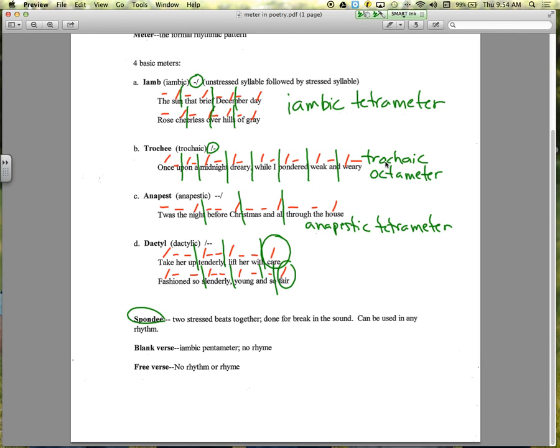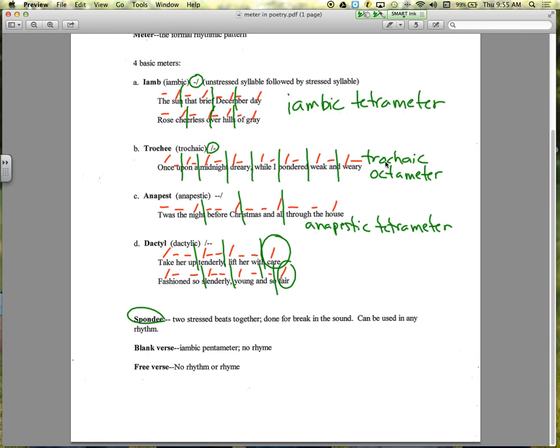And it's done for a break in the sound. It can be used in any rhythm. And so if you look, it goes da da da da da da, and there's stress, and then we come back here and we have a stress. So we have 2 stress beats together, stressed here and stressed here. But they do it for a break in the sound. Because sometimes the rhythm gets to be too much, and it's a way to break up the rhythm by putting that spondee in there. And that's what they did.